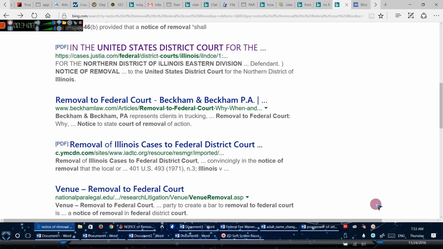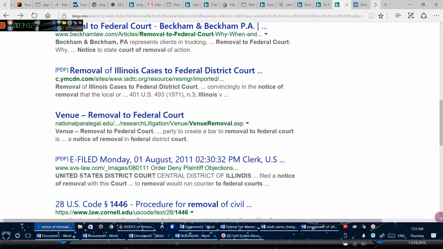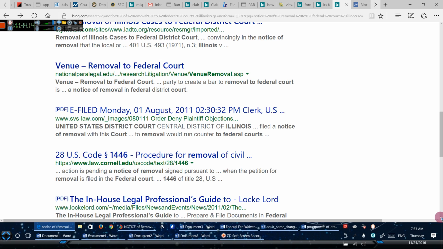And so, by moving it to federal district court, we're creating a new case and we are doing our notice of removal from bankruptcy court. But they're going to say you can't do that. Let them say it. And then you appeal it. Because there is nothing which prevents that.